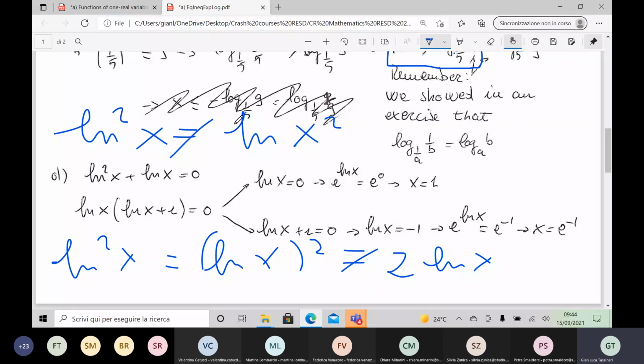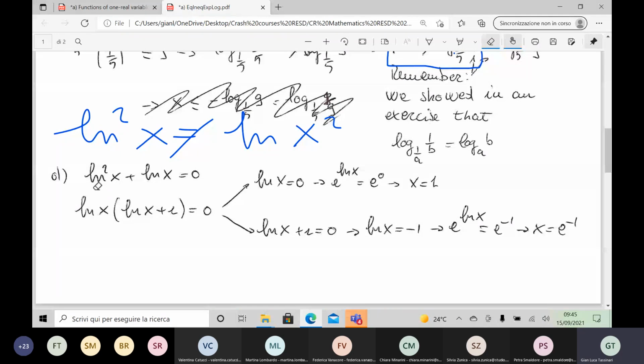But the property is that the exponent of the argument falls in front of the logarithm. But if you have all the logarithm raised to something, that something remains there. Okay, here. Let me try to solve this equation, guys. We have a trick.